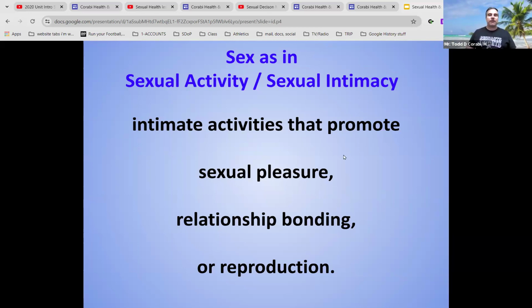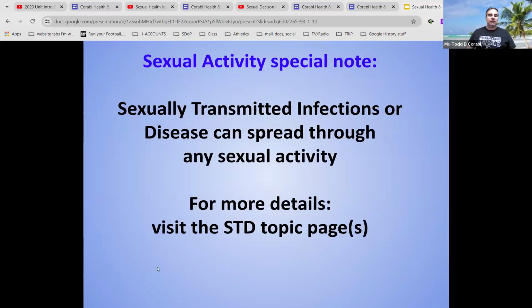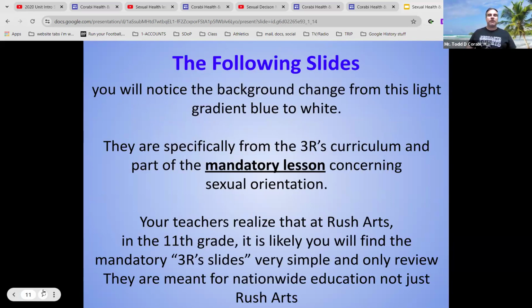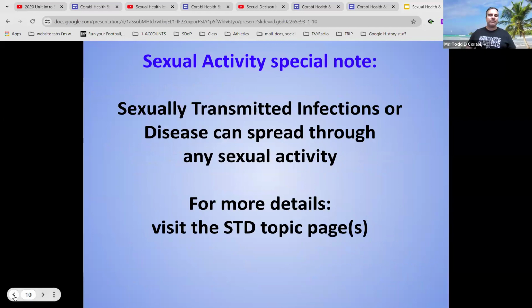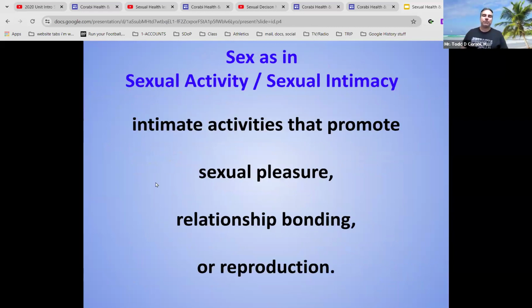Before we go any further, and go to the mandatory slides, I do want to point out the difference between sexual activity and vaginal sexual intercourse. Sexual activity is any act of sexual intimacy. It's usually involving someone's genitals or private areas or sensitive areas. And as we pointed out, it could be for sexual pleasure, relationship bonding, or reproduction.